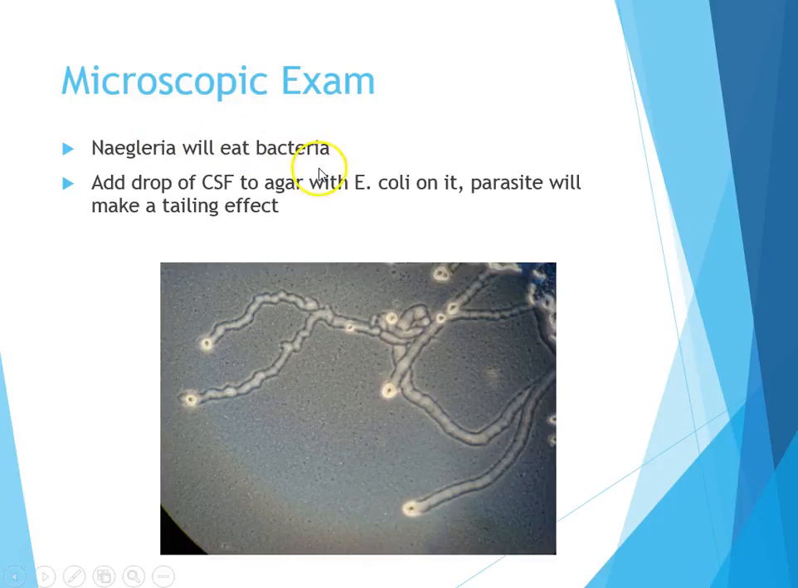Naegleria will eat bacteria. So this is a little test. I'm not sure how often this is done, but what you do is get E. coli growing on an agar plate, and you put a drop of the patient's spinal fluid on there, and if the parasite is there, it will eat the bacteria, and it will cause this tailing effect where it eats the bacteria away.